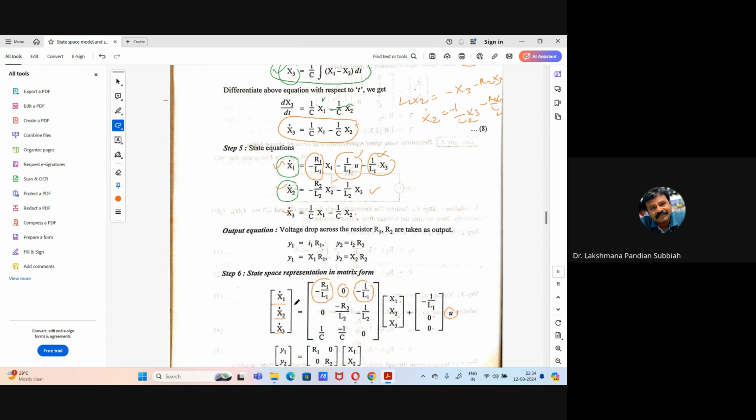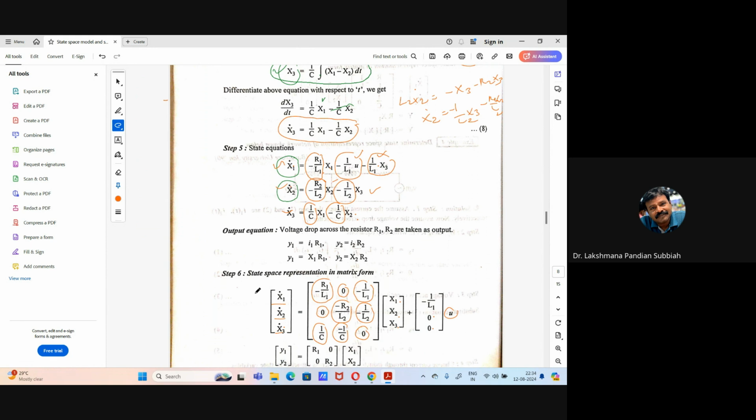Then the second equation x2 dot: the x1 coefficient is 0 and the x2 coefficient is minus R2 by L2. Next, the x3 coefficient is minus 1 by L2. Then the third equation x3 dot: the x1 coefficient is 1 by C and the x2 coefficient is minus 1 by C. There is no x3 coefficient, so we put 0.